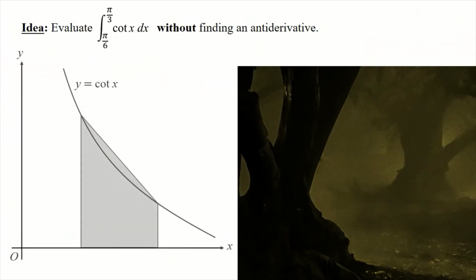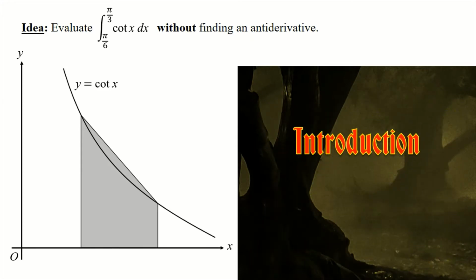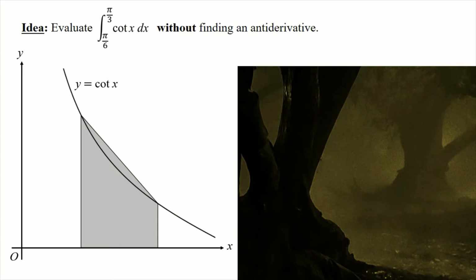So to establish this idea of the trapezium rule, we're going to look at an example, and it's a definite integral from pi over 6 to pi over 3 of cot x integrated with respect to x. And what I'm asking you to do is not strictly true. I'm asking you to evaluate that without finding an antiderivative. But as you'll see, you cannot evaluate it exactly. So we are going to see how good an approximation can we get without finding an antiderivative.